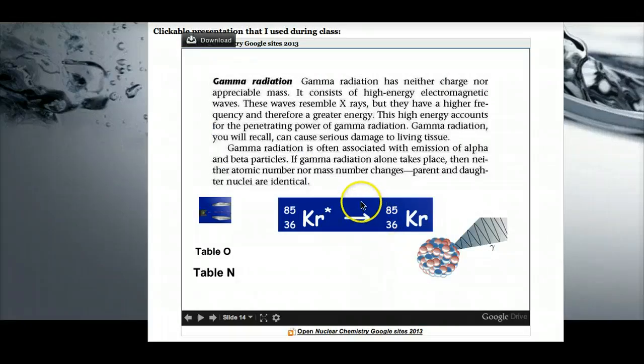Gamma radiation gives off gamma electromagnetic radiation, but notice it doesn't change the nucleus because electromagnetic radiation doesn't have any mass. It's not made of particles. So something that has high energy, it's unstable because of some sort of high energy, gives off that energy, and notice its numbers don't change because, again, gamma radiation has no mass and no charge, as labeled by Table O.